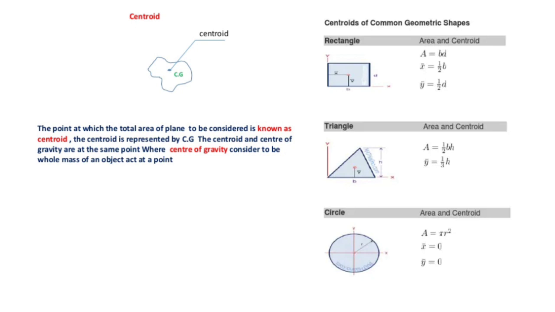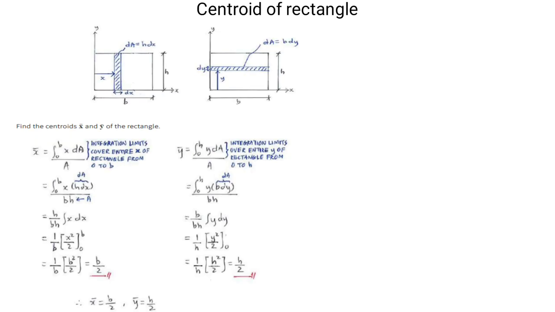The next geometric shape, triangle. The length of the triangle is B and the height of the triangle is H. The area of the triangle A is equal to half of BH. The centroid of the triangle along the y-axis is equal to H divided by 3. The next shape, circle. The area of the circle A is equal to pi r square, and the centroid of the circle along the x-axis is equal to 0, along the y-axis is equal to 0.